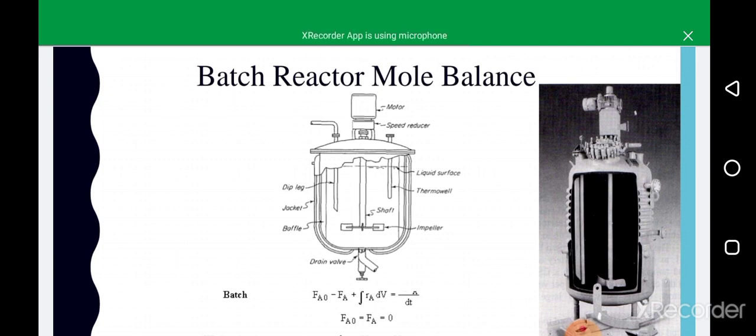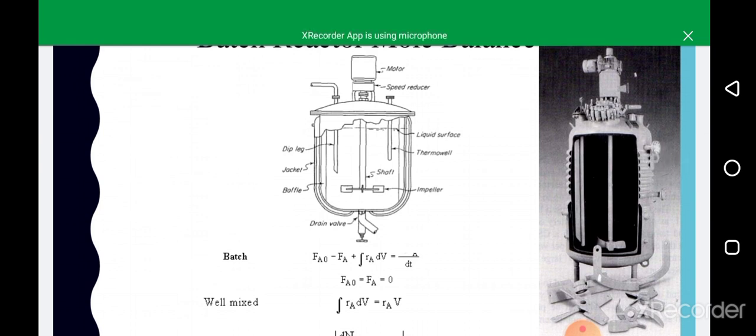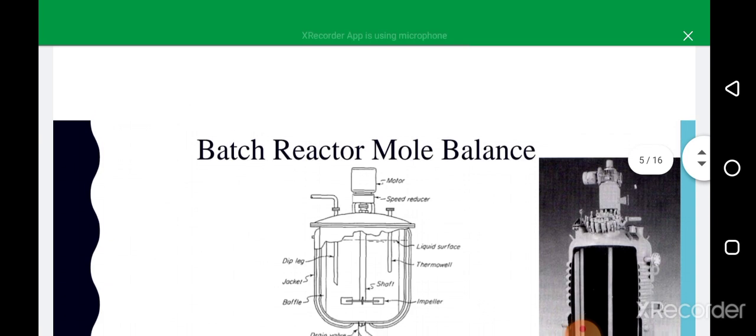Now talk about the specific batch reactor. In a specific batch reactor, inlet and outlet are equal to 0. The total inlet of the reactor is equal to 0 and total flow of the reactor is also equal to 0. There is no flow, so the above equation can be written as integration of rA dV is equal to rA V. So integrating on both sides, we can say dNA upon dt equals rA into V. It is the general equation of a batch reactor.